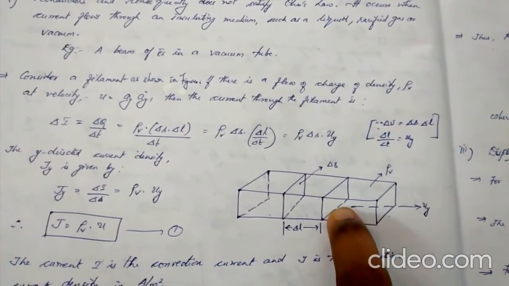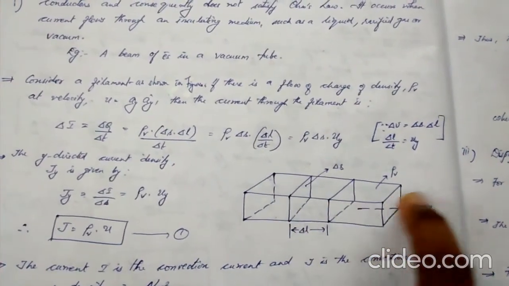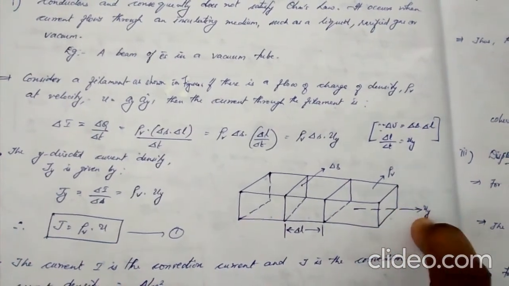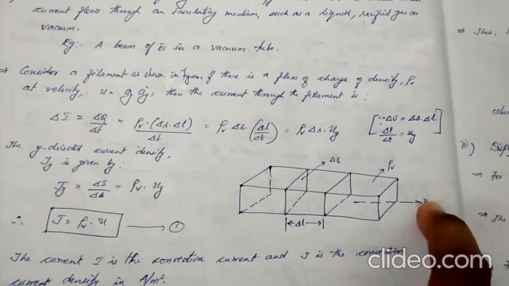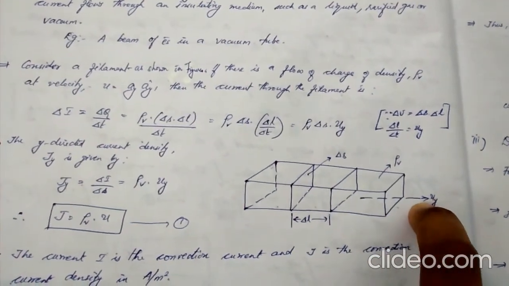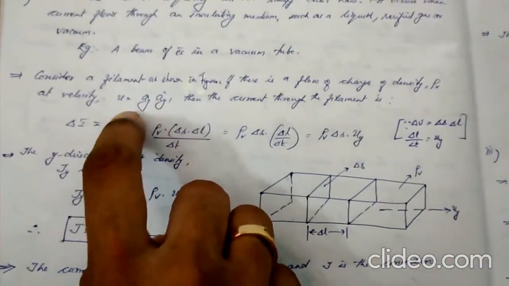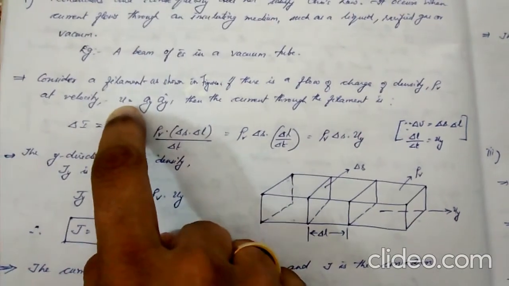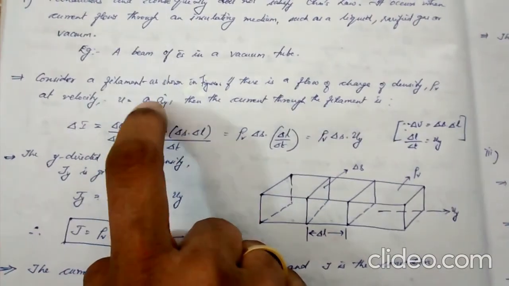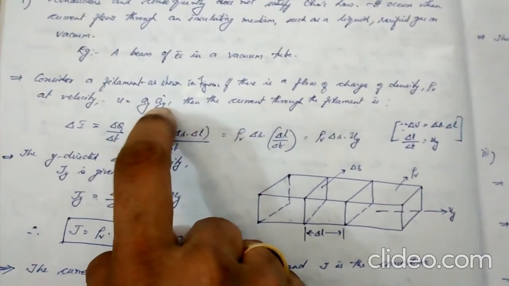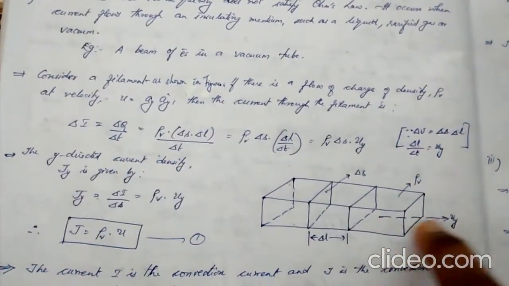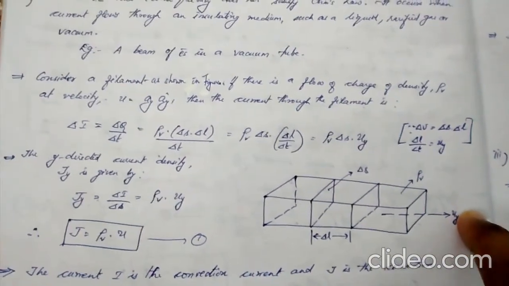are assuming that the electrons are moving with a velocity uy. Uy indicates that it is flowing along the y direction with a velocity u. So you can write the velocity u is equal to u_y into a_y. u_y is the magnitude here, and unit vector a_y indicates that it is flowing along the y direction.